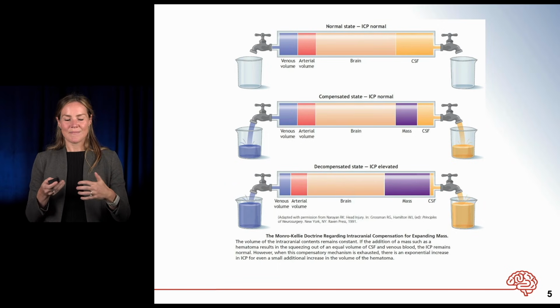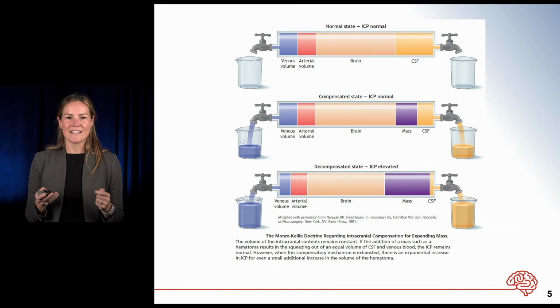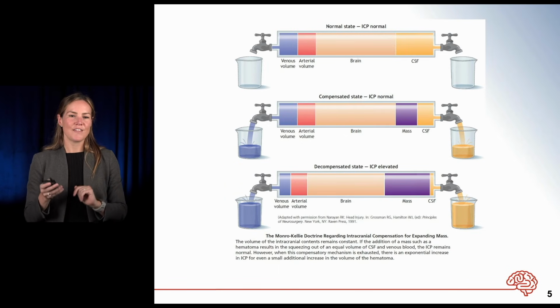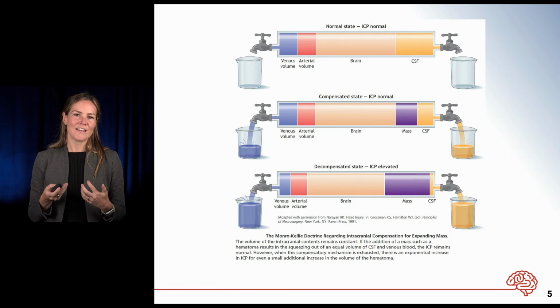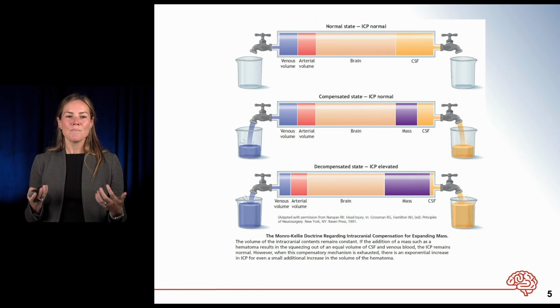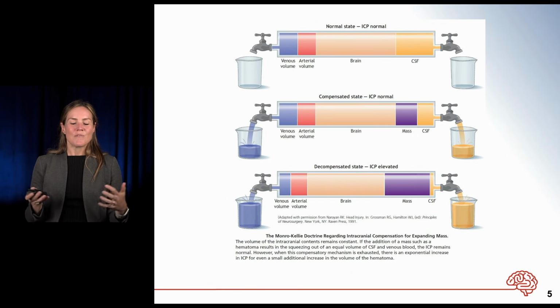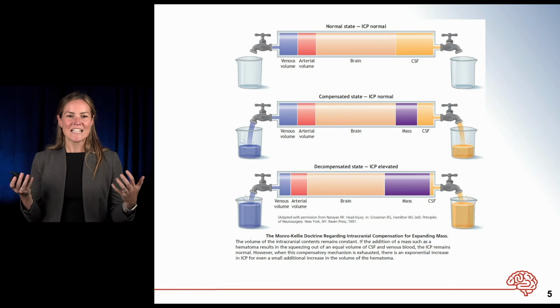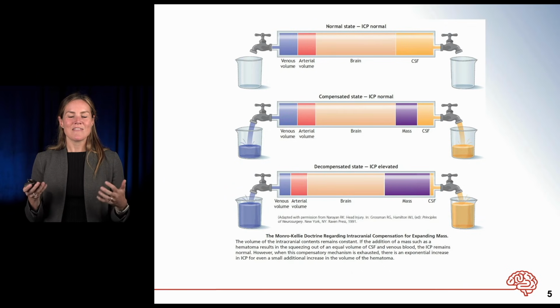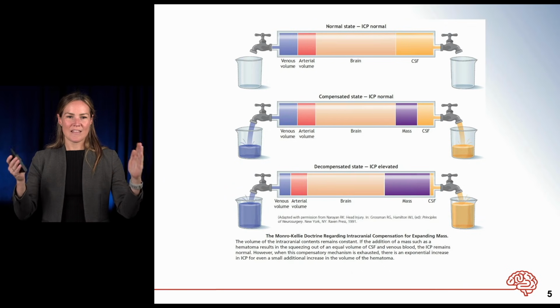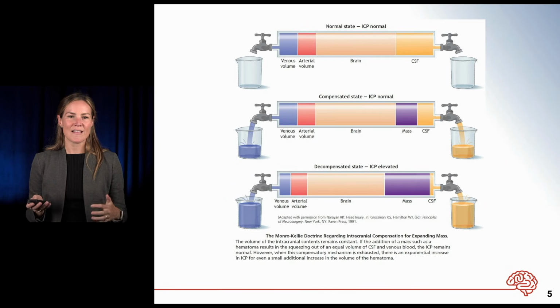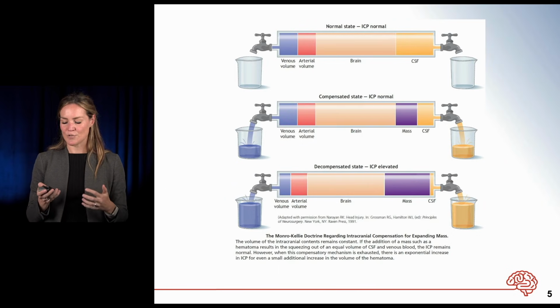The way that it can make room for that is it can shunt CSF down into the spinal column. It can also promote venous return, which it does through complex mechanisms that allow a little bit more venous drainage. But at some point, those mechanisms for dealing with this increased mass are exhausted. And so that's when the components are no longer able to shift around, and the pressure within this fixed space is going to start to rise.